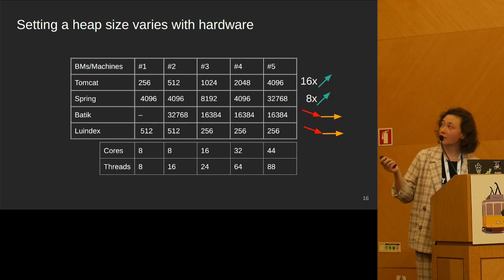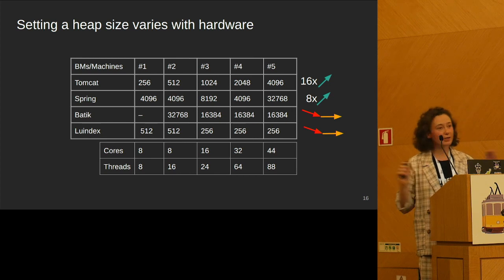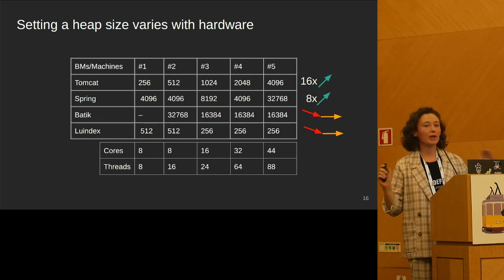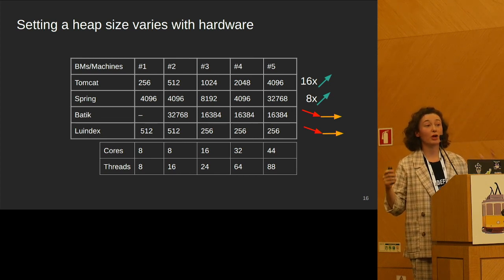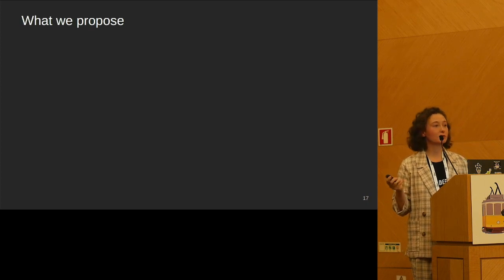So here, you have multiple different applications. They have absolutely no consistent pattern of how they change heap size with the hardware. So it's not even possible for you to predict it. Okay, that's not good. What do we propose?